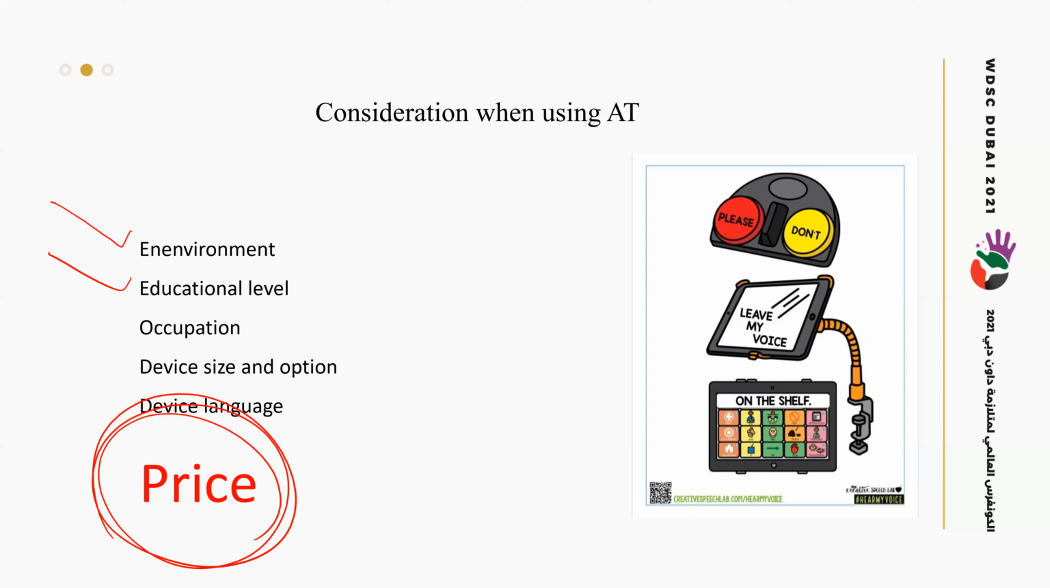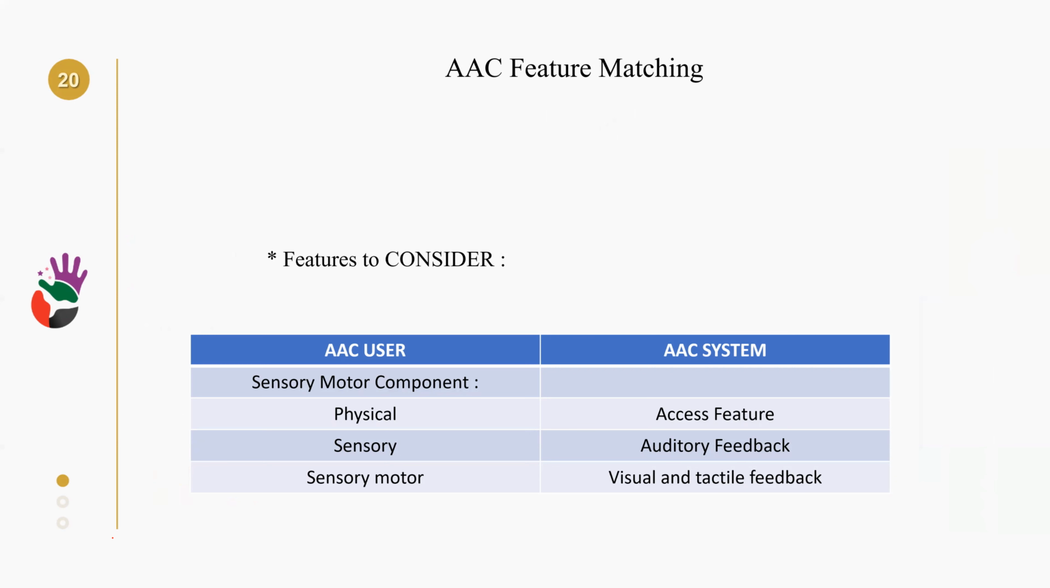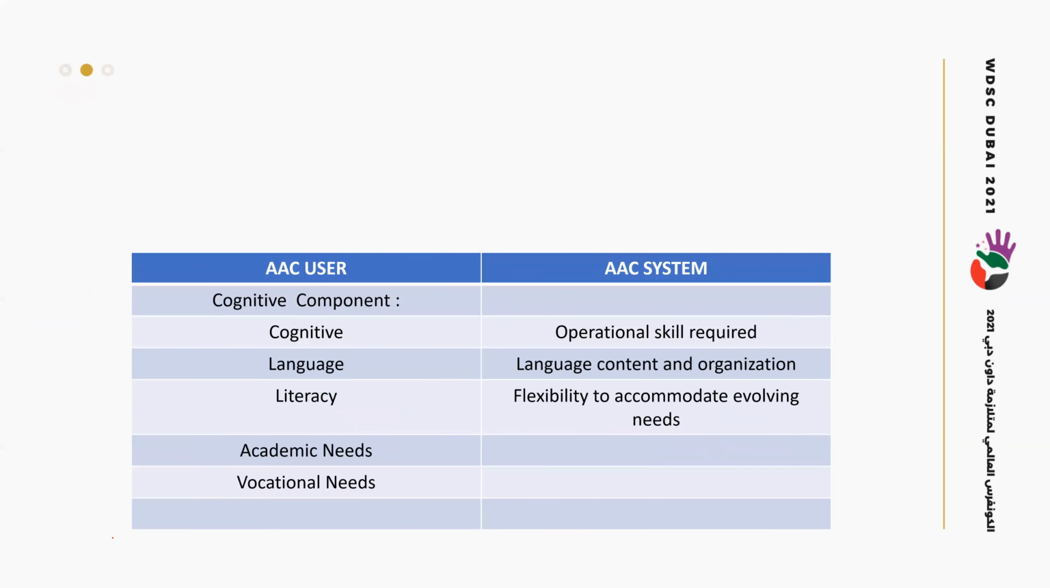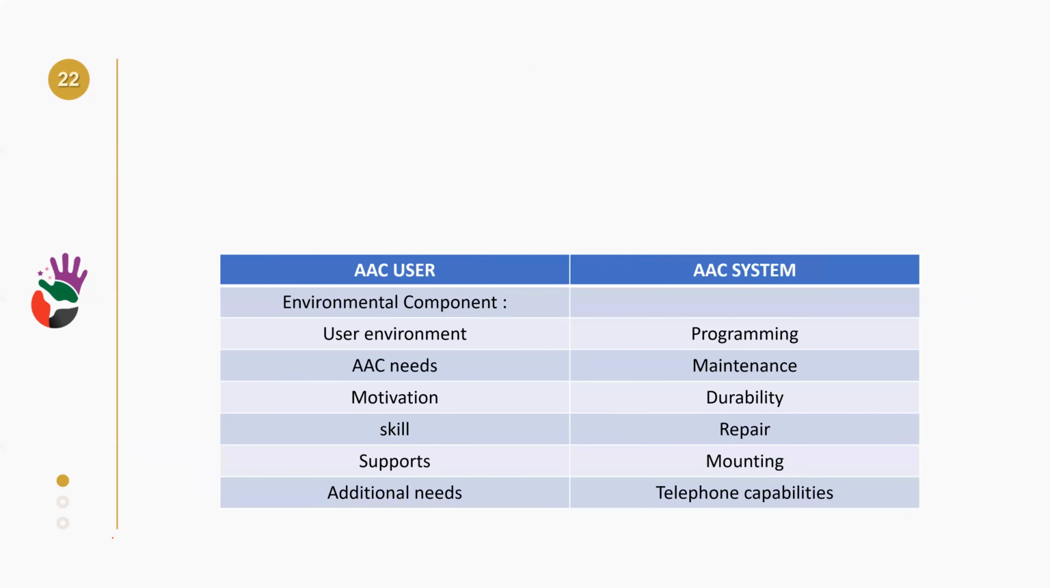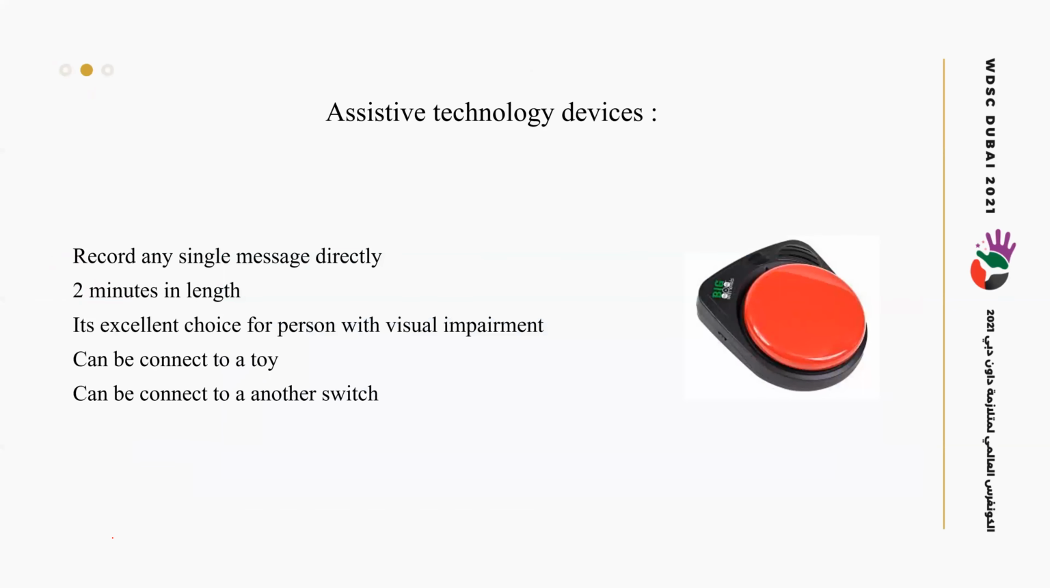There are different considerations we also need to look at. From the physical and sensory-motor component, there is the access feature, and sensory features like auditory feedback, visual and tactile feedback. The cognitive component includes the operational skills required to run that device, and the language content and organization. And we have the environmental component, which is programming, repairing, and mounting, if we need to mount the devices.